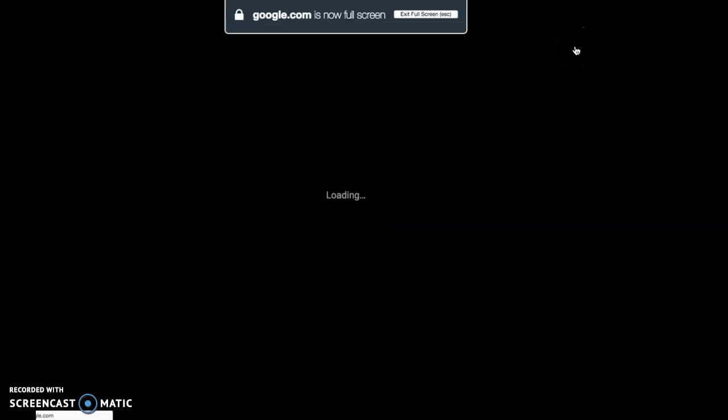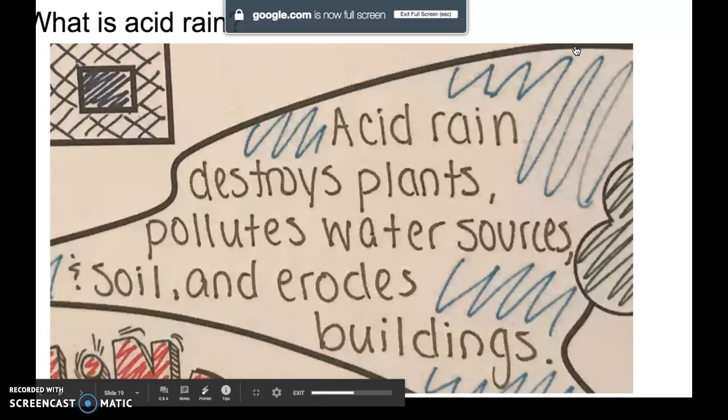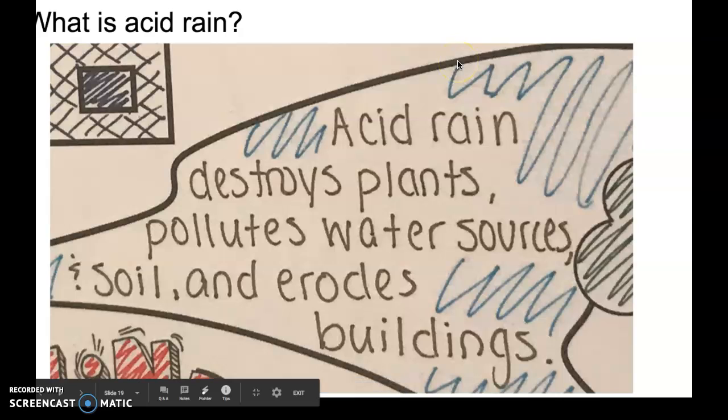All about acid rain. So what is acid rain? Acid rain destroys plants, pollutes water sources and soil, and erodes buildings. So acid rain is what happens when sulfur dioxide and nitrogen oxide interacts with water vapor in the air. It becomes this acid, and when it interacts with that water vapor, it can often even interact with that liquid water. It'll combine, creating a chemical that is very corrosive.